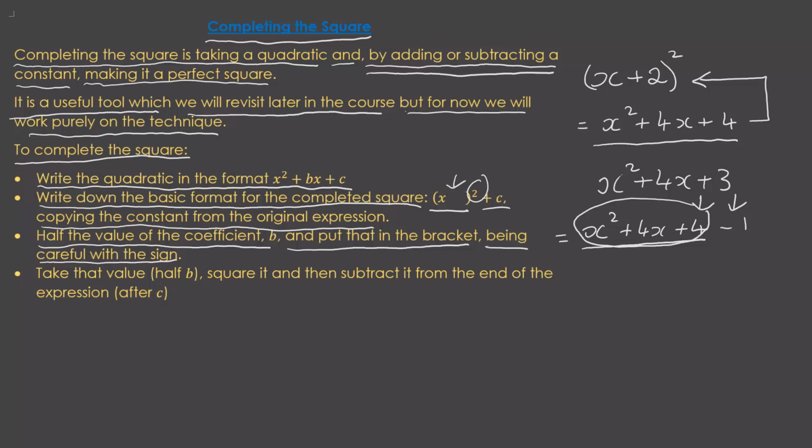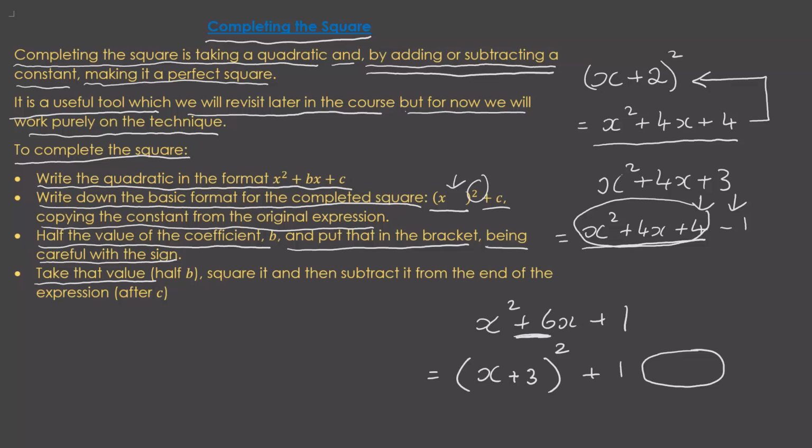Half the value of the coefficient b and put that in the bracket, being careful with the sign so we retain the sign. So if we have something like x squared plus 6x plus 1, what I'm saying there is that you write down x and squared and put the plus 1 out here, and then you're going to put plus 3 because that's half of this coefficient. Now clearly these two things aren't equal, but we can make them equal by bringing in another constant. We'll look at that in the examples.